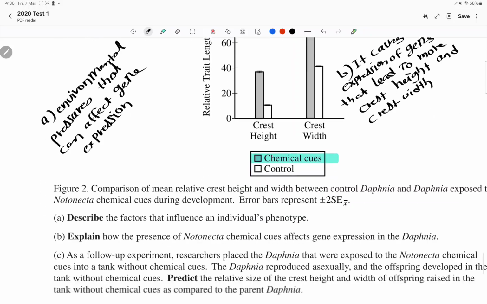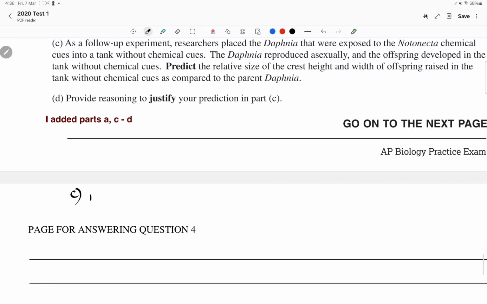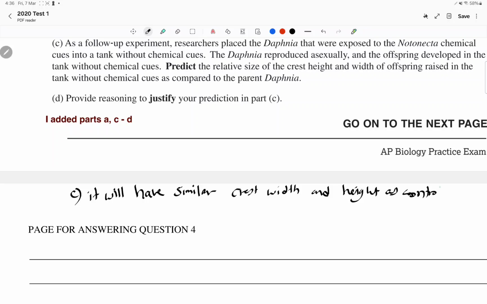So it will have similar crest width and height. That one was easy. I wrote that it will have a normal crest width and height instead of control. But sir, can you explain the question? Normal means what? Okay, so look.